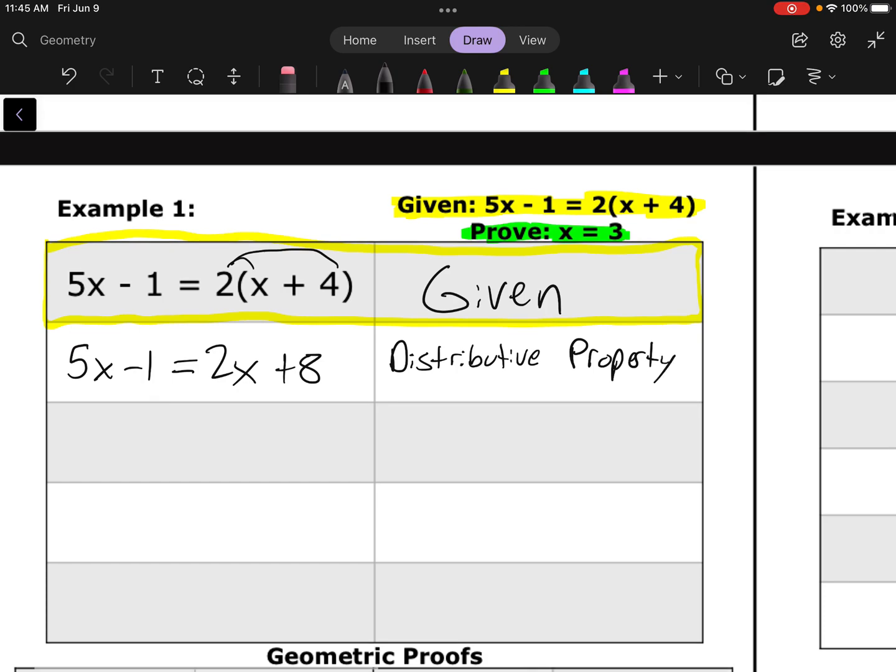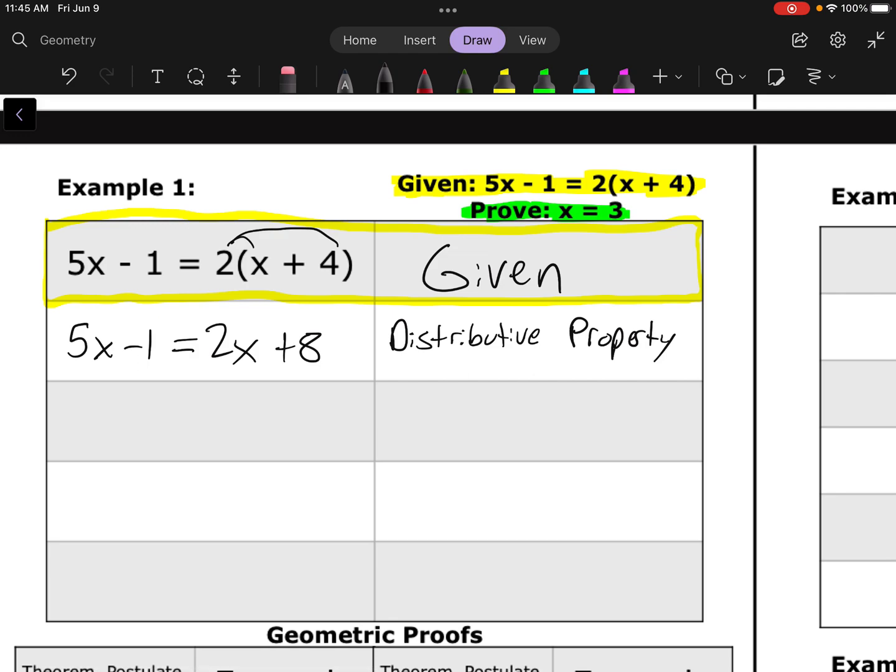Okay, so now let's just imagine we're going to keep going. We're going to keep solving this thing. Well, what have we here? Let's probably subtract the 2x from both sides, right? If we subtract the 2x from both sides, 5x minus 2x would leave us with 3x over here. And we've only got an 8 over there. So since we subtracted the 2x, this would be the subtraction property.